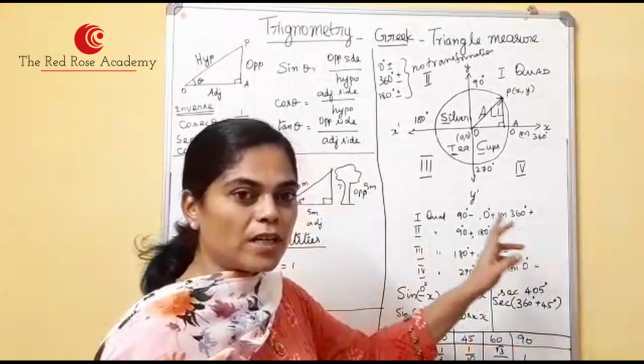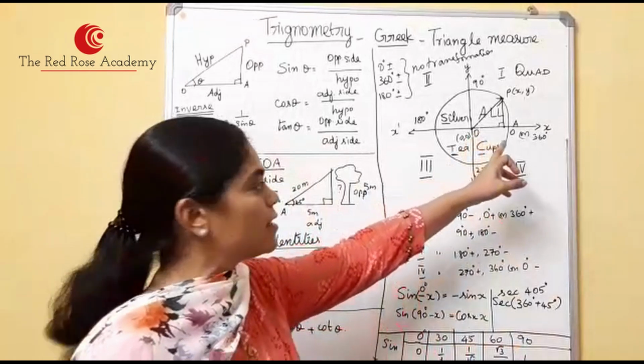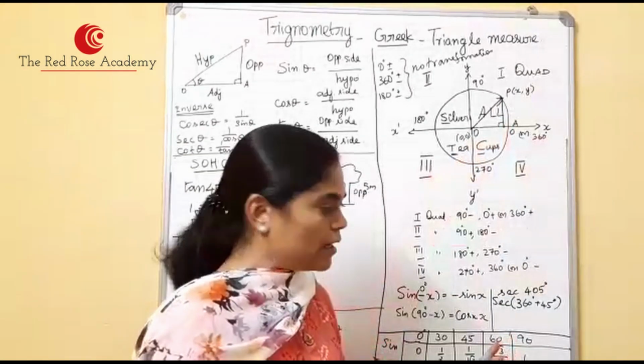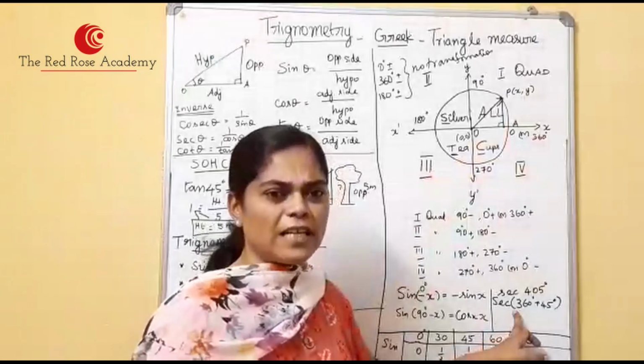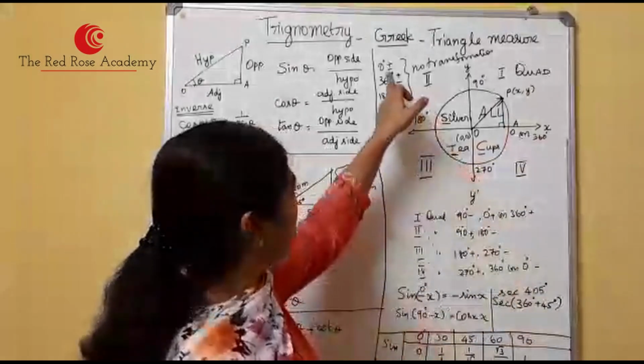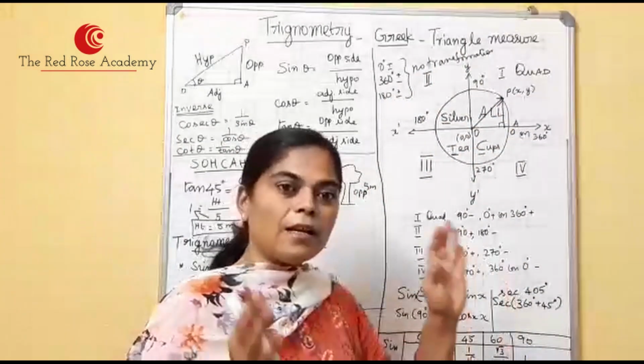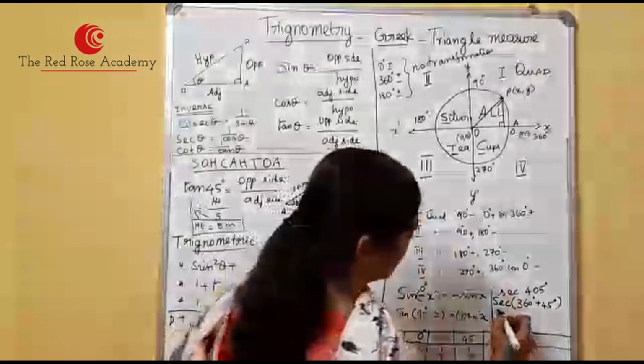First check the quadrant. What is 360 plus 45? Which quadrant is it? First quadrant. All are positive, right? Is there any transformation? No transformation occurs, since it is 360 plus or minus. So secant should remain secant with a positive sign only. So secant 45 degree.